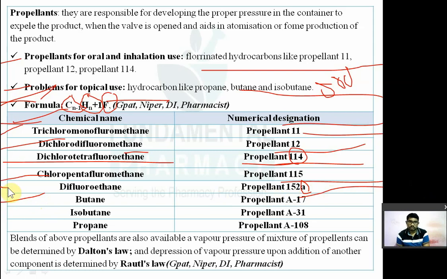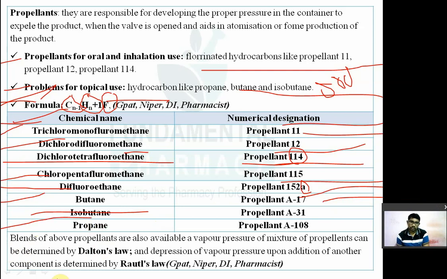Most symmetric isomer. तो इसमें difluoroethane में if you draw the structure of difluoroethane, you can draw the structure by two different structures. You will have a different arrangement of fluorine. So that's why they have two isomers. So A means most stable isomer or most symmetric isomer. Next one is butane. Butane is known as a propellant A17. Isobutane is known as a propellant A31. Propane is known as a propellant A108.